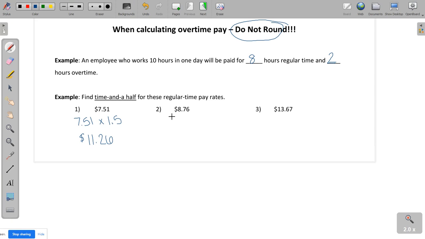Let's check number 2. We're going to take our pay rate, $8.76, and multiply it by 1.5 for time and a half. When we do that, we get $13.14. The last one, we're going to take our pay rate of $13.67, multiply it by time and a half, so 1.5, and we get $20.50.